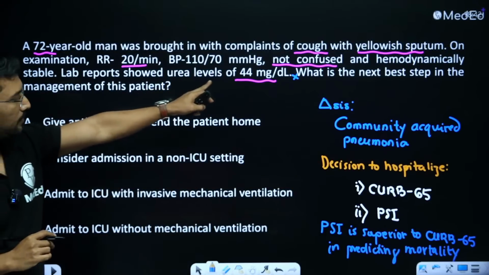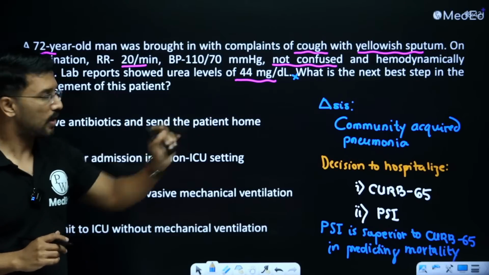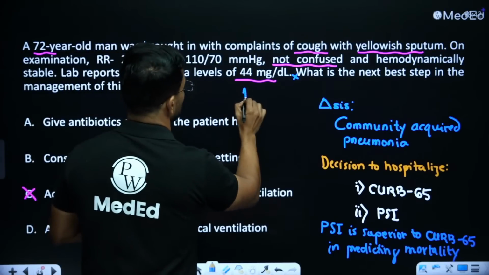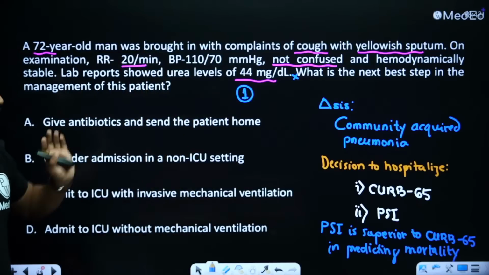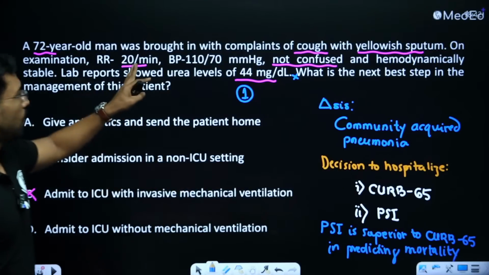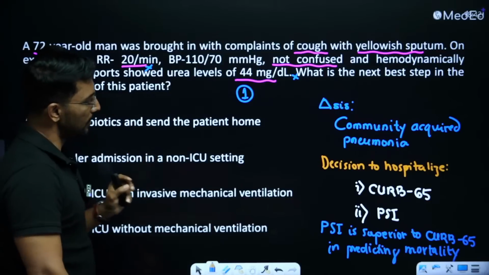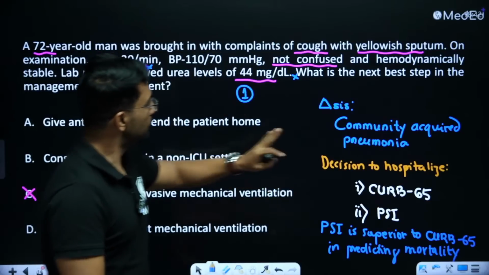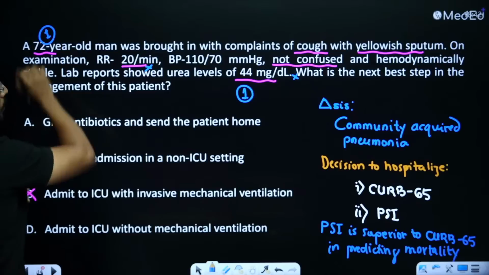Urea levels are high, right? So BUN levels will be high. So he should be getting 1 point for this urea level. Okay. Then respiratory rate is not high. It is just 20. He is not going to get any point for it, right? Okay. Then age wise, he will get 1 point. So I already got 2 points.